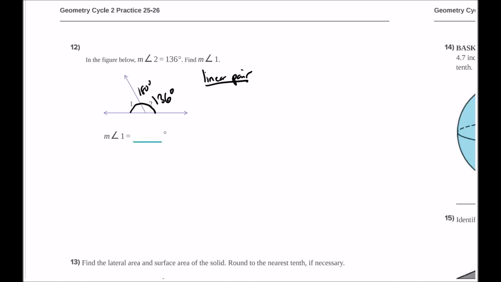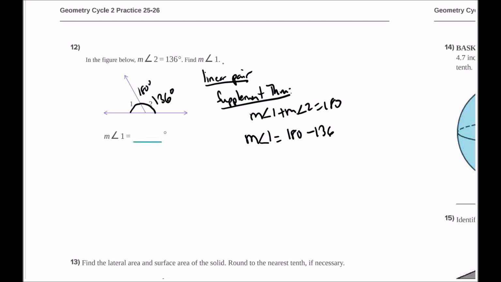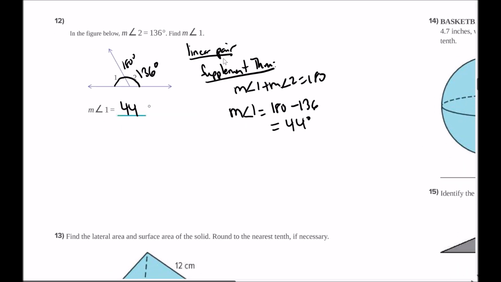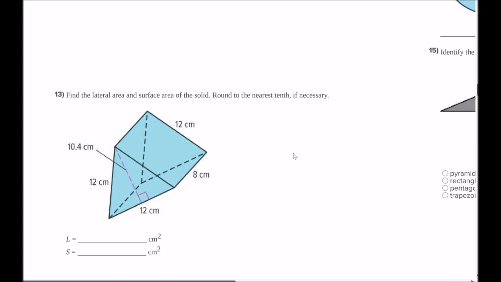Okay. So the theorem is called supplement theorem. So by the supplement theorem, they add up to 180, okay? So measure of angle 1 plus measure of angle 2 equals 180, all right? So then if I want to find measure of angle 1, I just have to do 180 minus 136, which is 44 degrees. That's all there is to it, guys. Really simple. But I do want you to know the names of the terms, okay?